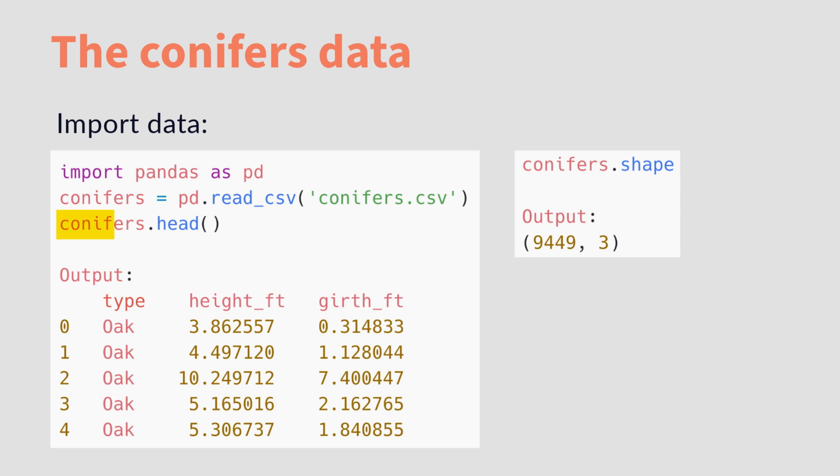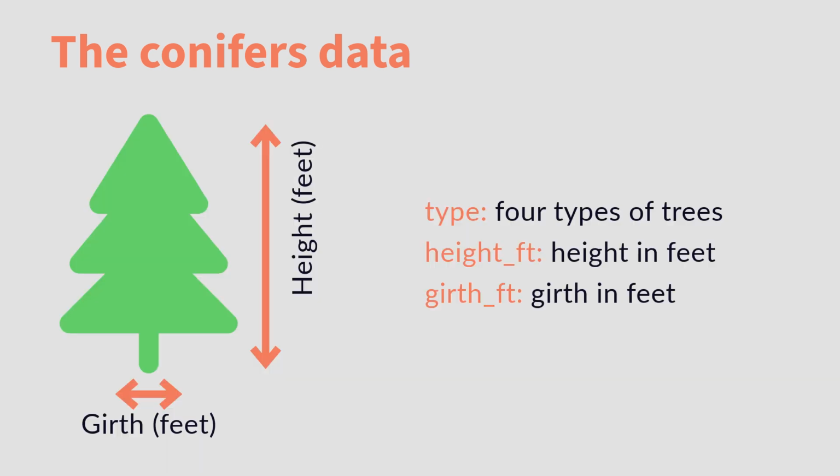We can then use the head method to print the first 6 lines of the data. The shape attribute prints the dimensions of the data. We can see that the data contains 9,500 observations in 3 columns. The conifers data contains 3 variables: type, which contains the names of 4 different species of conifer trees, namely oak, maple, pine, and birch, their heights in feet, and their girths in feet.